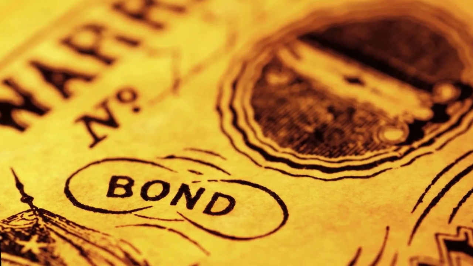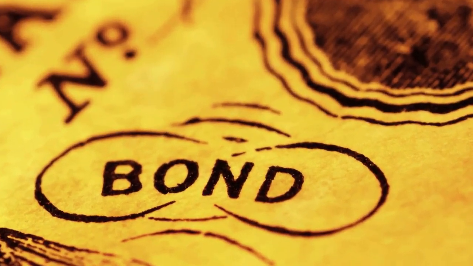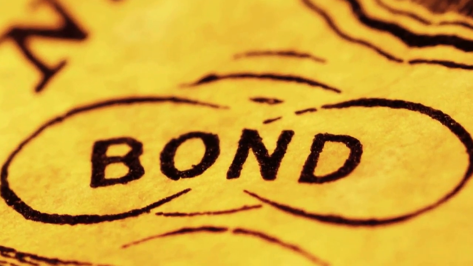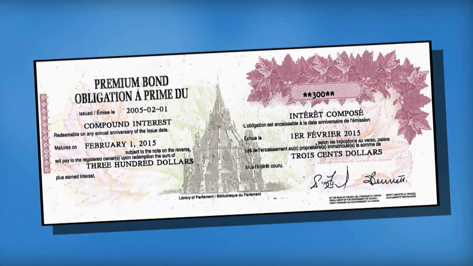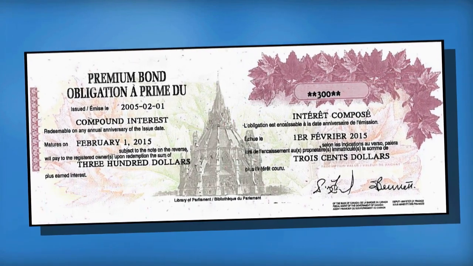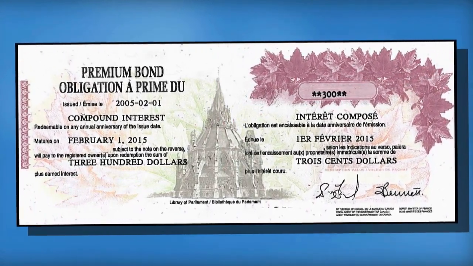Now let's take a look at bonds. Bonds are a type of investment where we loan a lump sum of money to a corporation or to a government, and in return, they'll pay us back interest payments until the end of the bond term, when we get our full lump sum of money back in return.